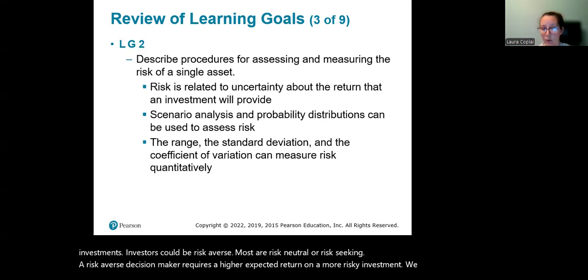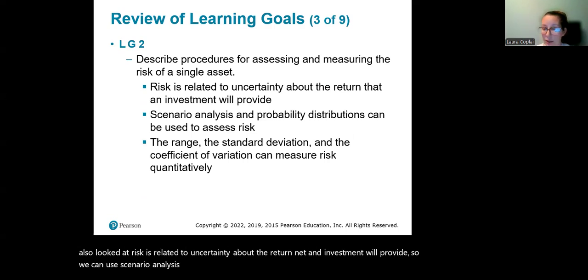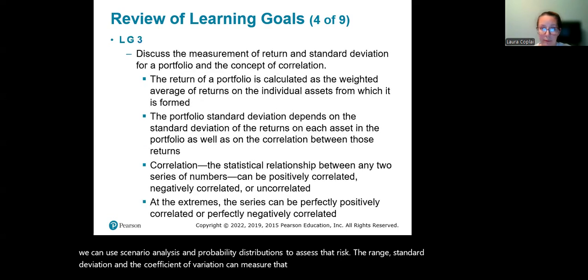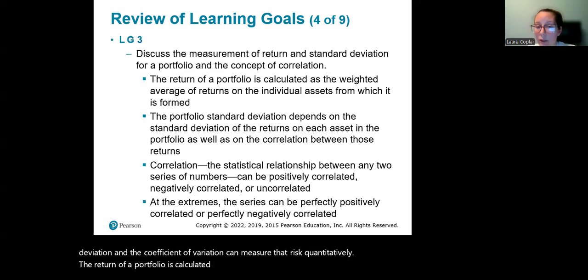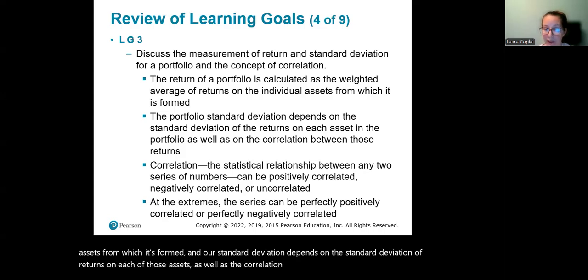We also looked at how risk is related to uncertainty about the return that an investment will provide. So we can use scenario analysis and probability distributions to assess that risk. The range, standard deviation, and the coefficient of variation can measure that risk quantitatively. The return of a portfolio is calculated as the weighted average of returns on those individual assets from which it's formed. And the standard deviation depends on the standard deviation of returns on each of those assets, as well as the correlation between the two.